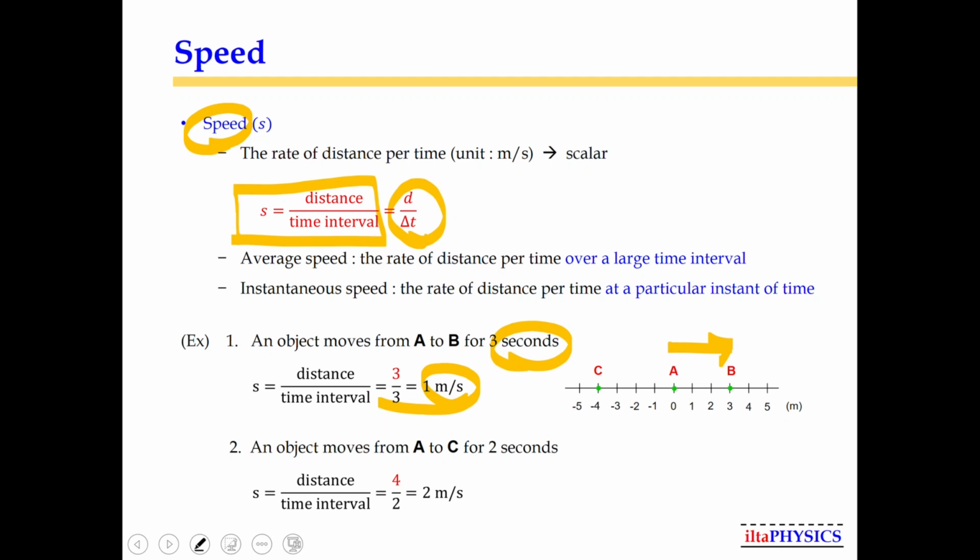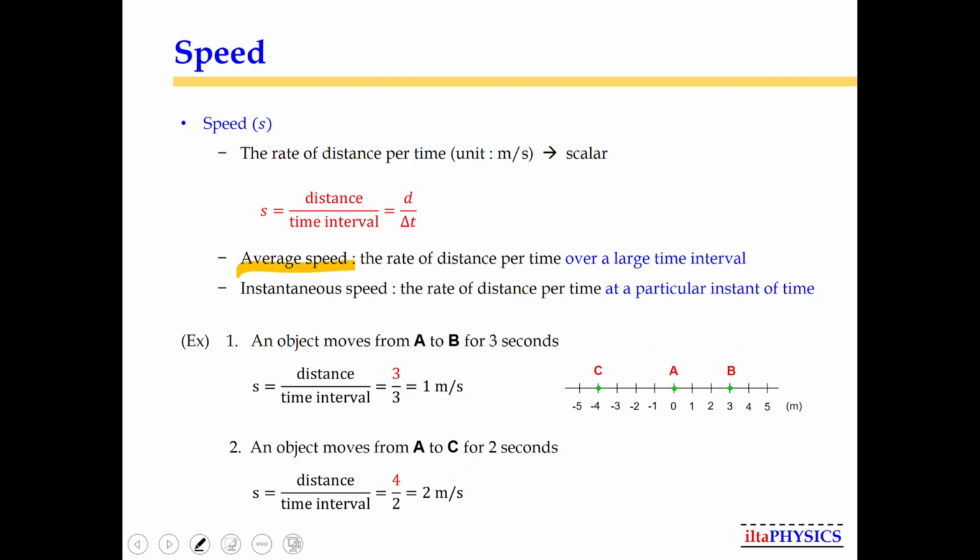Now let's work it out using the definition of speed. If it moves from A to C 4 meters in 2 seconds, the speed is 2 meters per second. Notice that speed does not include direction. It's a scalar and always positive. In physics, we can talk about average speed over a time interval, or instantaneous speed at a specific moment. We'll discuss that distinction in more detail later.